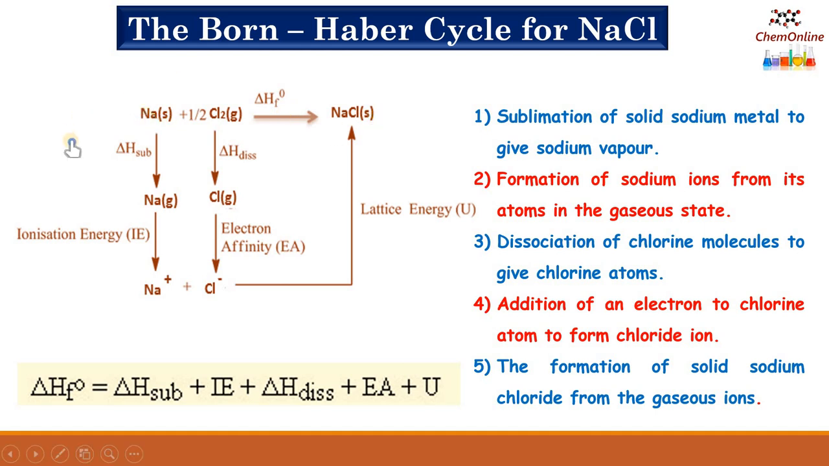Now this reaction can be considered involving 5 different steps. So let us consider each step. The first step is the sublimation of the solid sodium metal to give sodium vapor. That is, Na in the solid state is converting to Na in the gaseous state. So this step involves the enthalpy of sublimation of sodium. Delta H sub represents the enthalpy of sublimation of sodium.